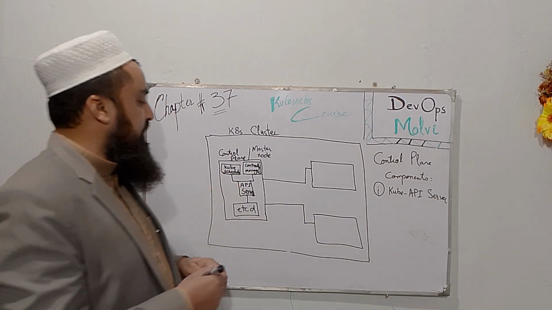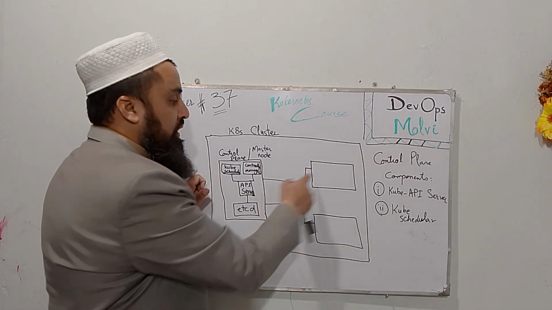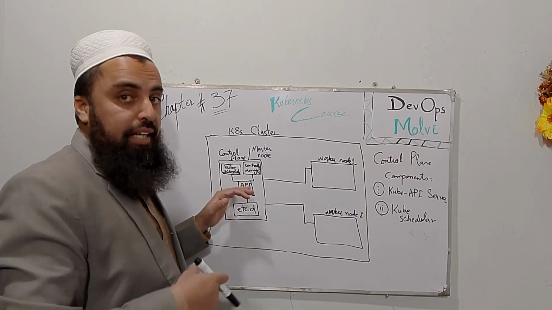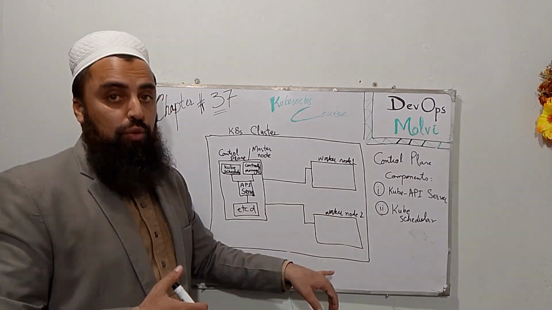Now the second is Kube scheduler. Kube scheduler is used to schedule the pods on these worker nodes. As the name says, it is used to schedule pods on these worker nodes.